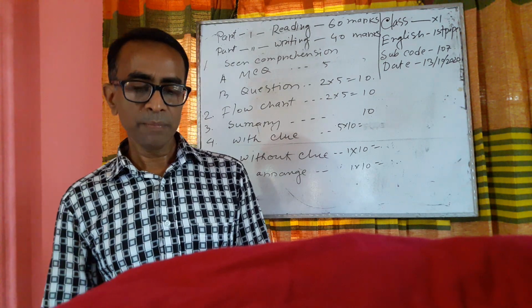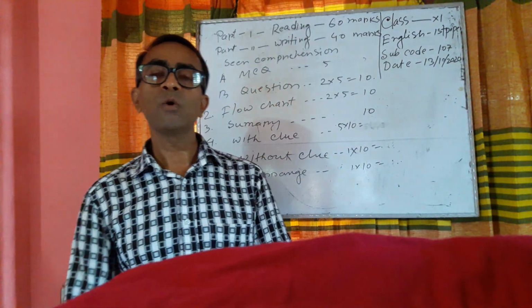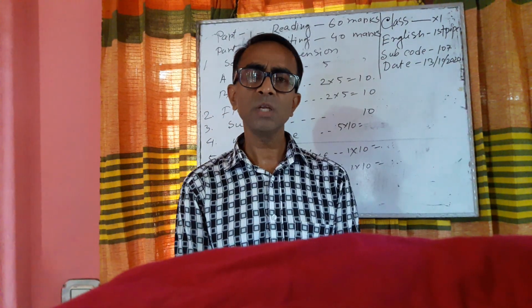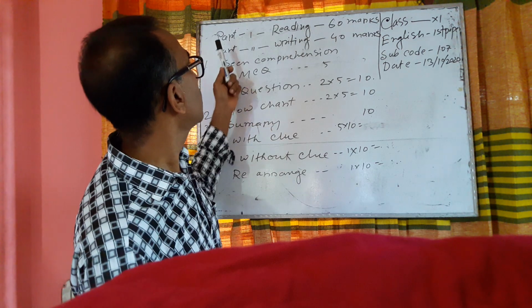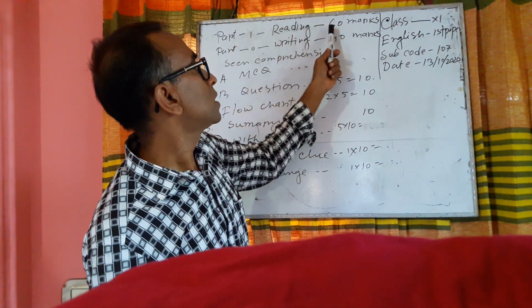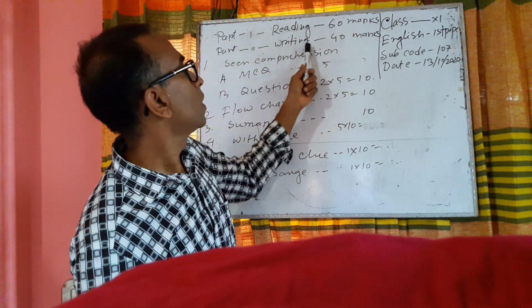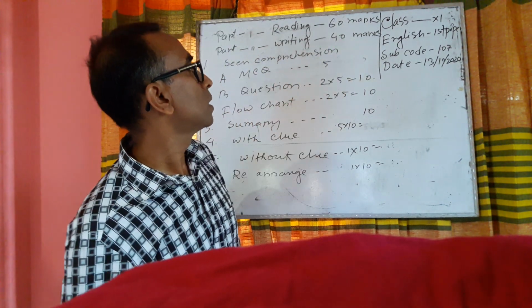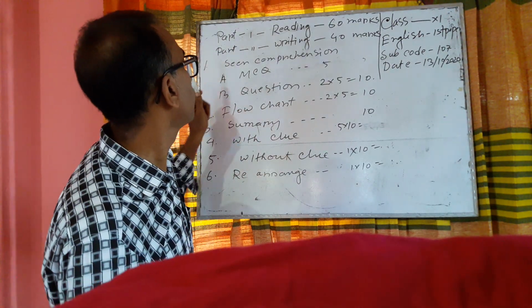Today I will describe your English first paper according to the syllabus. According to the syllabus, your English first paper is divided into two parts. Part 1, reading. It bears 60 marks, and part 2, writing. It bears 40 marks. Now I am describing part 1.